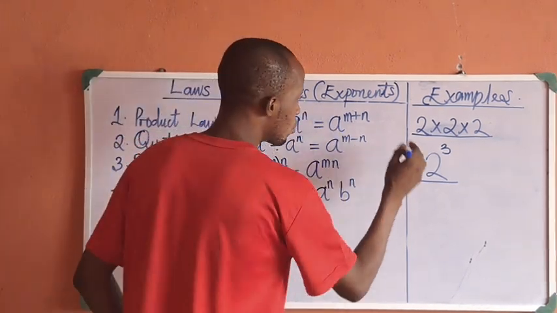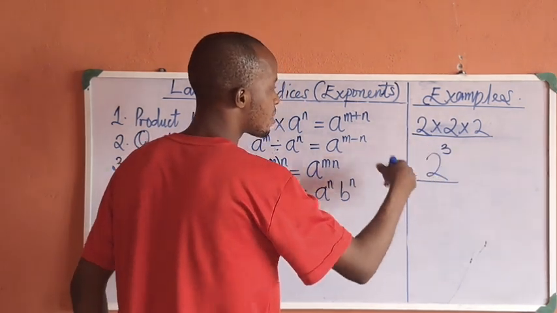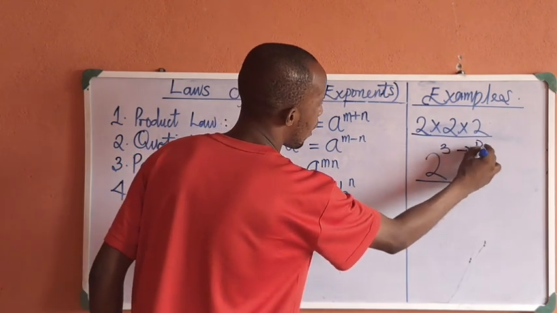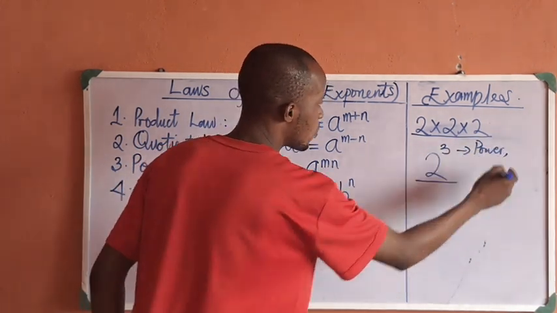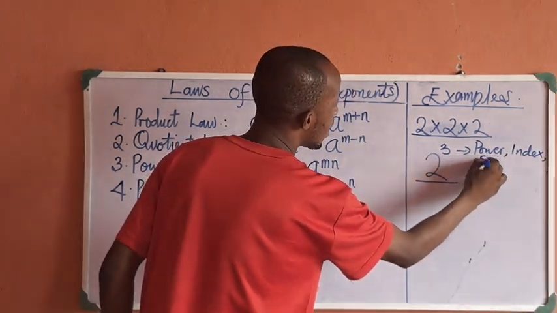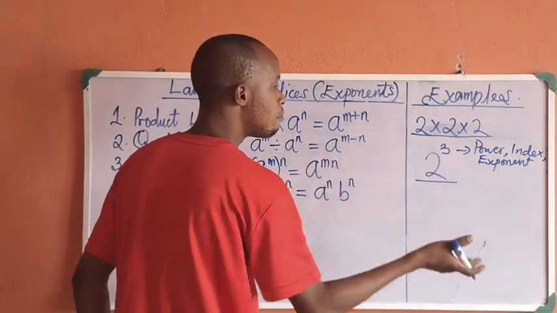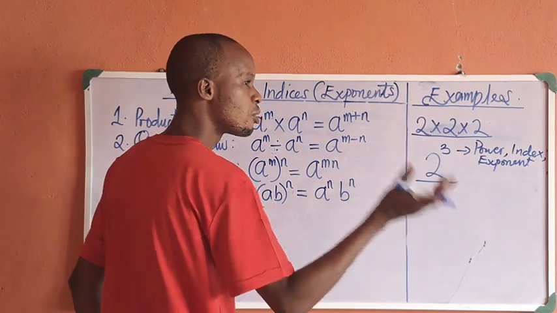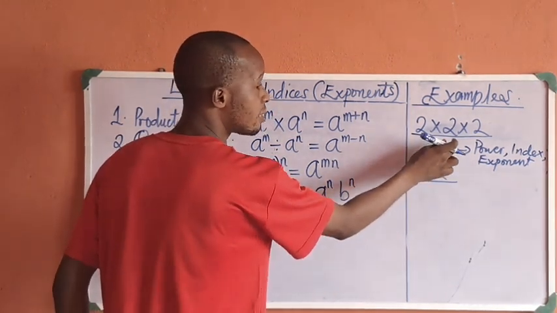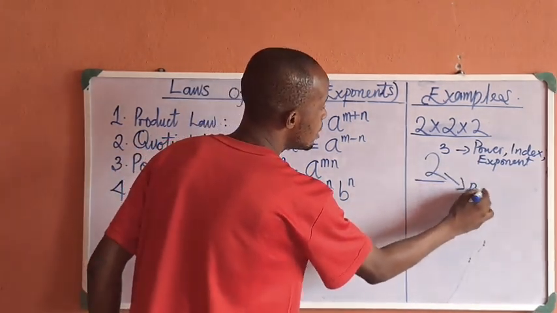Okay, and please take note, the number of times in which 2 has been multiplied by itself, which is 3 in this case, this 3 over here is what we call the power. At the same time, we can call it the index, and at the same time, we can call it the exponent. Exponent simply means the number of times a given number has been multiplied by itself. So in this case, 2 has been multiplied by itself 3 times. And the 2 being the given number, written this way, is simply called the base.